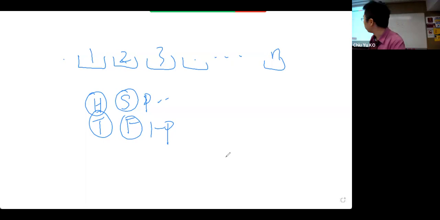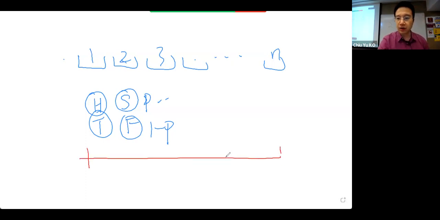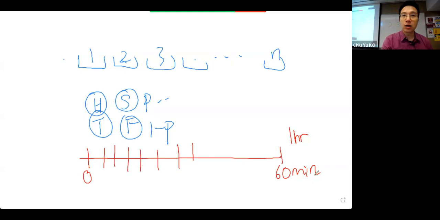It's the idea of time. It's modeling the number of people arriving. Suppose this is the time from 0 to 60 minutes, or 1 hour, right? You can cut 1 hour into 60 minutes, and you can even cut each minute into 60 seconds, right? And then each small box, each interval, is just 1 second.